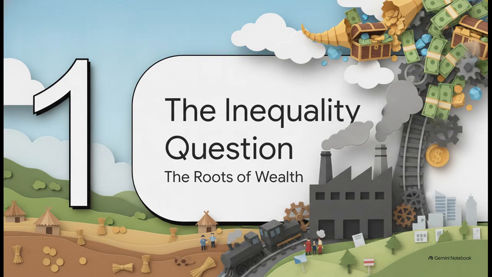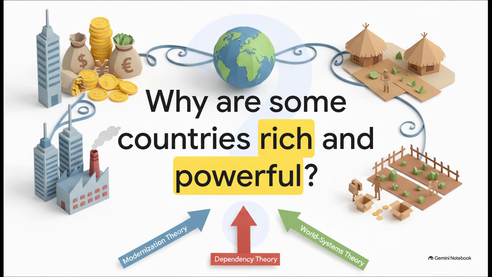All right, let's jump right into part 1, the inequality question. So, for literally most of human history, poverty wasn't the exception. It was just the norm everywhere. But then, the Industrial Revolution came along and completely changed the rules of the game. It concentrated incredible wealth in very specific parts of the globe. And that brings us to the core question we are trying to answer today. Why are some countries so rich and powerful, while others remain much poorer or economically dependent? Well, there's no single easy answer, so we're going to look at 3 distinct theories that attempt to explain it.